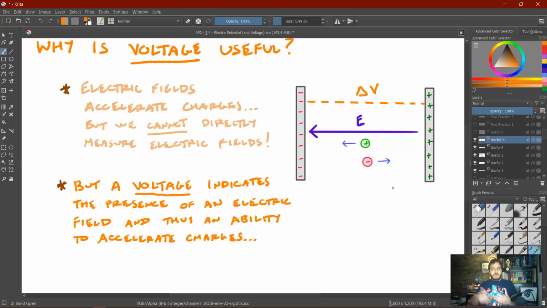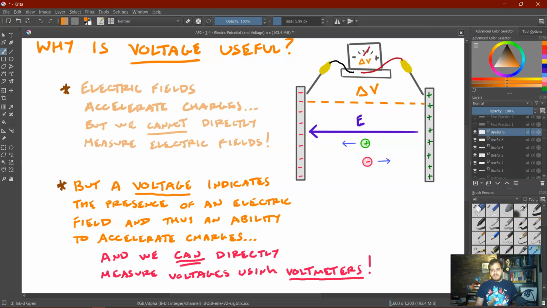And this voltage also indicates the ability to accelerate charge. If you have a delta V, charges will accelerate. And what's most useful about it is we can measure this. We can measure voltages using a voltmeter. And because we can directly measure it, it is way, way more common to see, because we can get those measurements directly without having to get them through calculations.